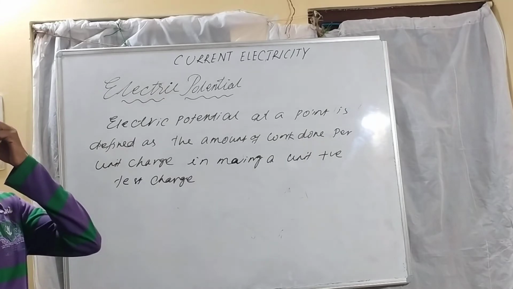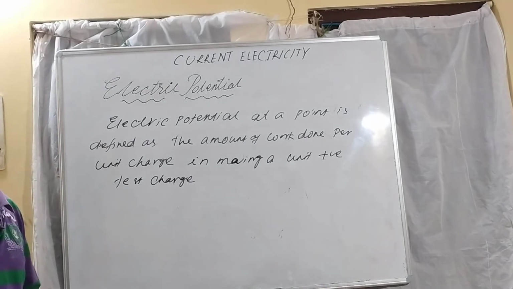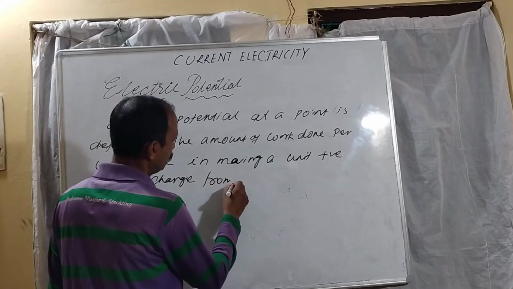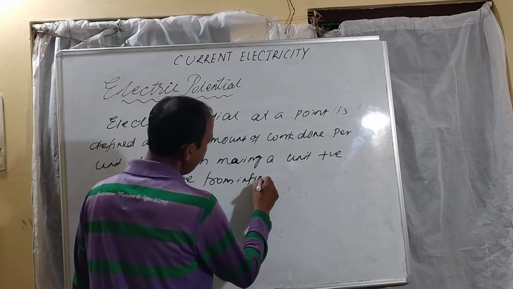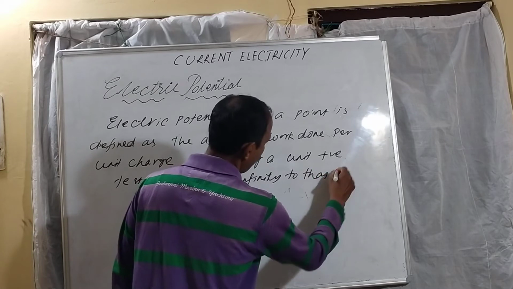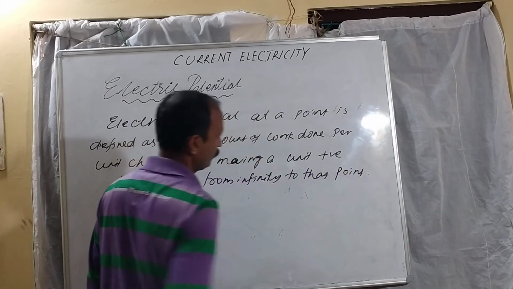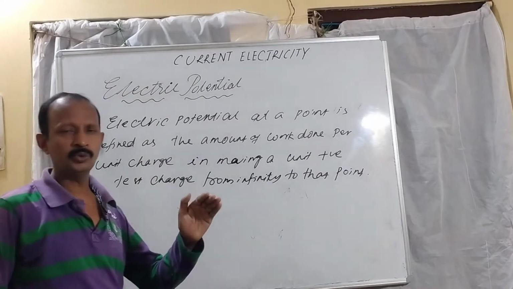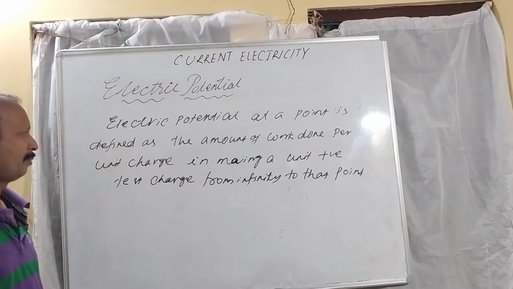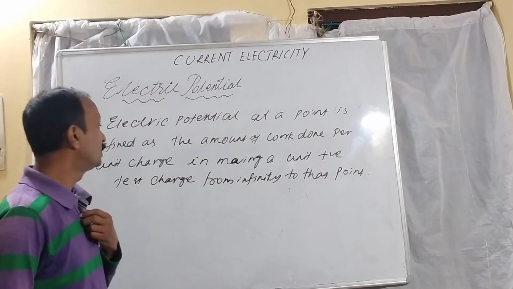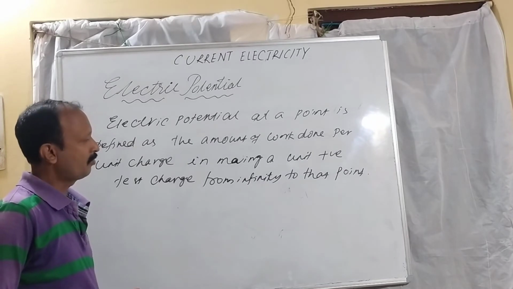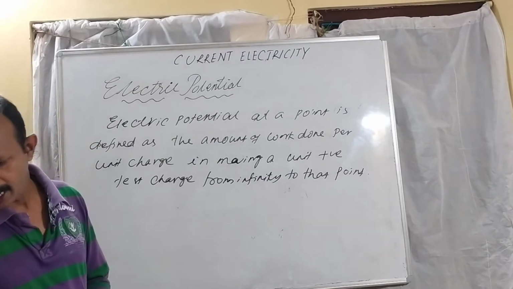Why did I say positive test charge? Can you say? From infinity to that point, you can mention like this. Because that charge we use for test purposes. That's why I said that it is the amount of work done per unit charge in moving a unit positive charge from infinity to that point.